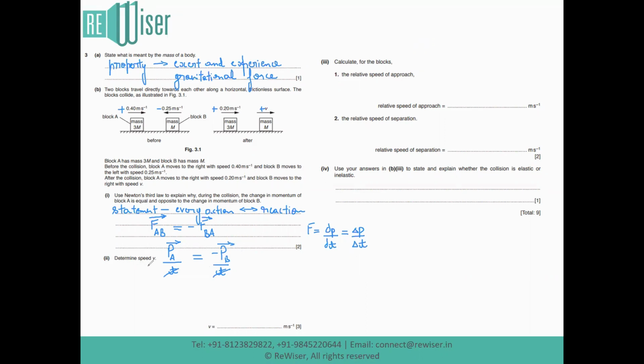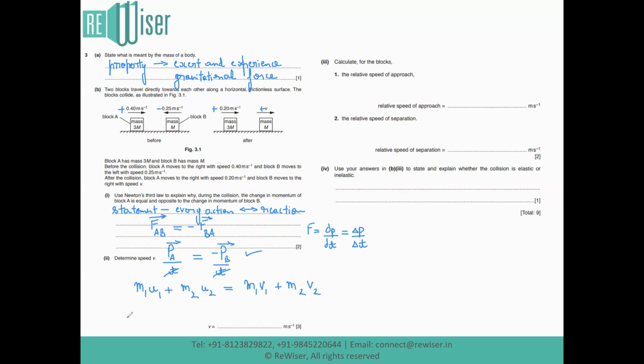Now further, we are asked to determine the speed v. For this, we can use the equation of conservation of momentum. If two bodies A and B, or M1 and M2, are involved in a collision where their initial velocities U1 and U2 are changed to final velocities V1 and V2, the total momentum before collision is equivalent to the total momentum after collision. So M1 U1 plus M2 U2 should be equal to M1 V1 plus M2 V2.